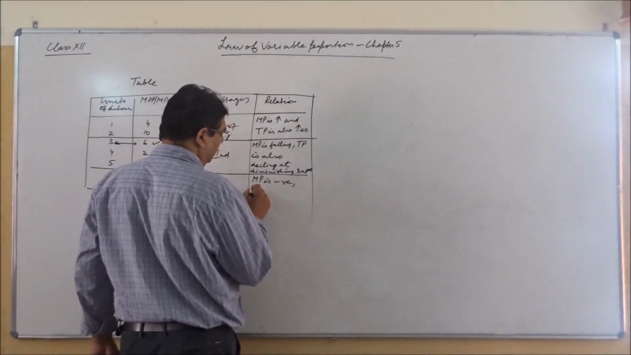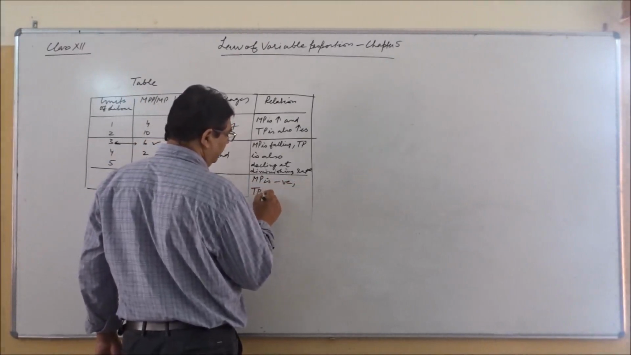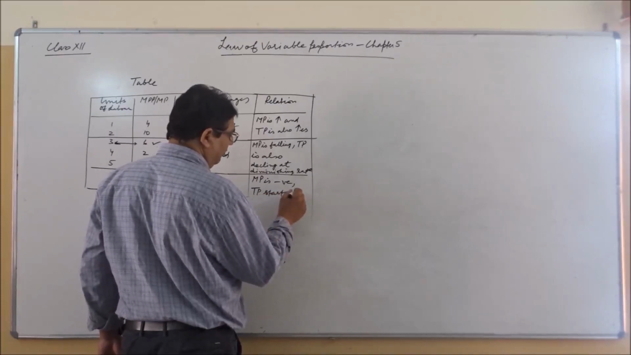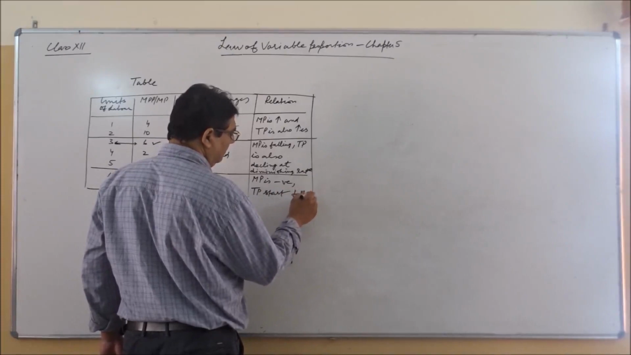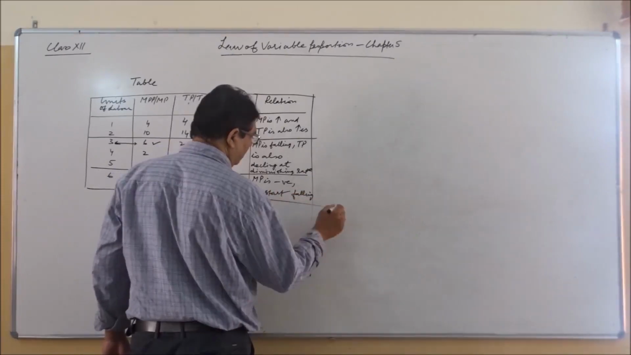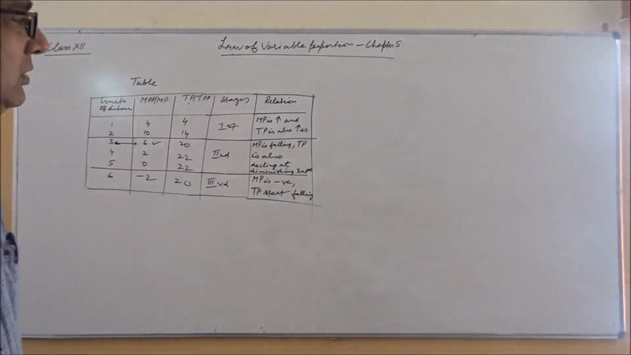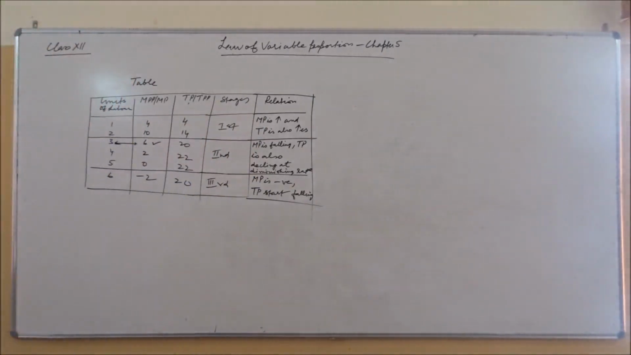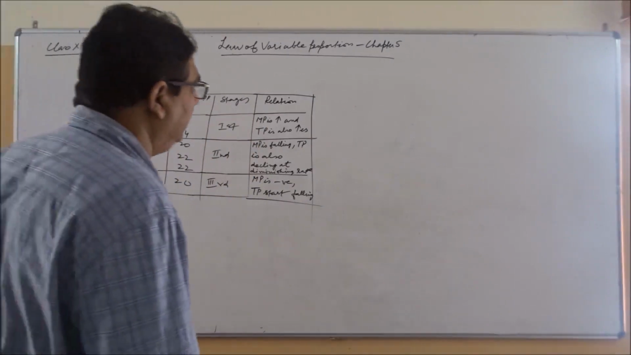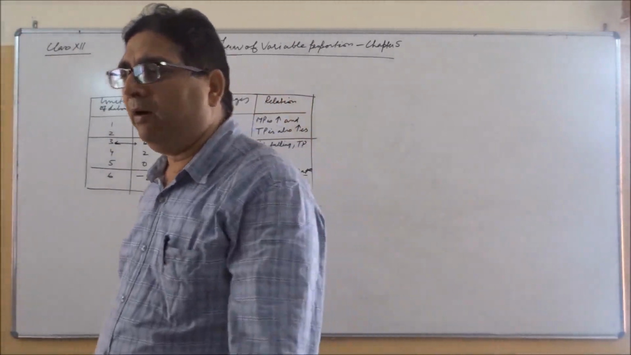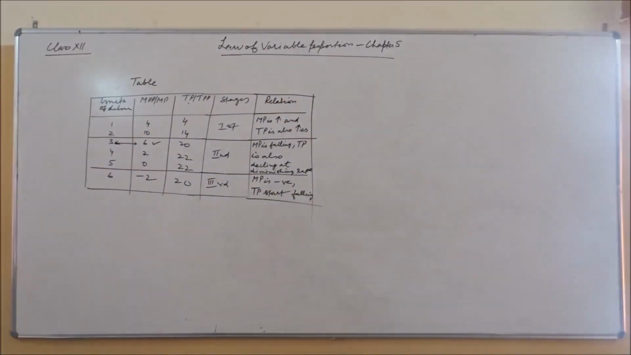Now, in the last stage, MP is negative and TP starts falling or declining or decreasing, whatever you want to write. So these are the 3 stages of the law of variable proportion, my dear student. Then we can prove it with the help of one diagram also, right?